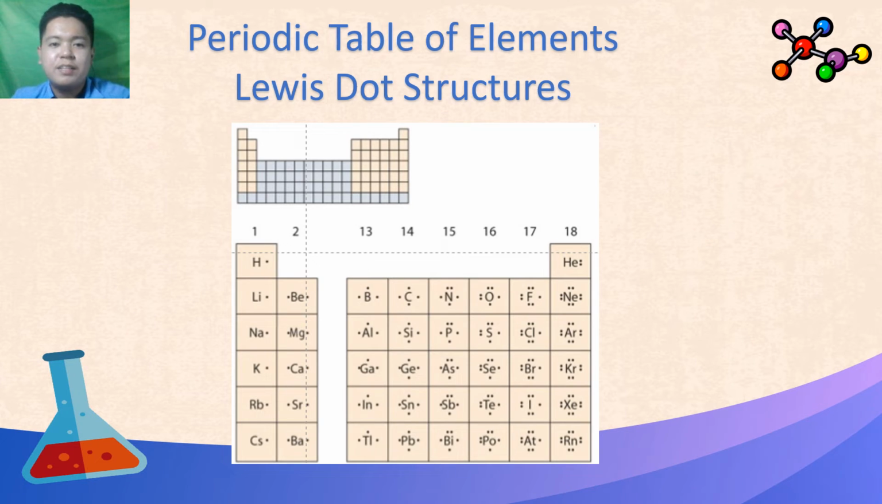This is a periodic table that shows only the elements with the corresponding number of valence electrons. For example, hydrogen, which has 1 valence electron, and oxygen, which has 6 valence electrons, among others.